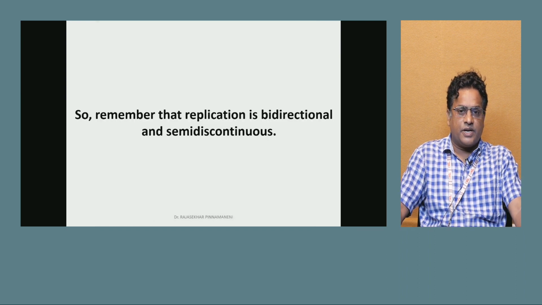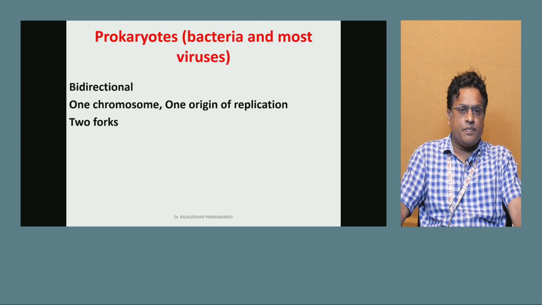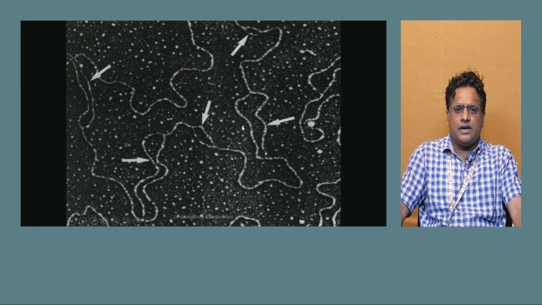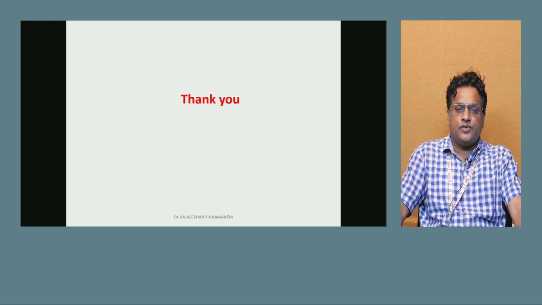Remember that replication is bidirectional and semi-discontinuous. In prokaryotes like bacteria, it's mostly bidirectional. All these are important to understand how it is conserved. Hopefully you understood the concept of semi-conservative nature of nucleic acids, especially the DNA. Thank you so much.